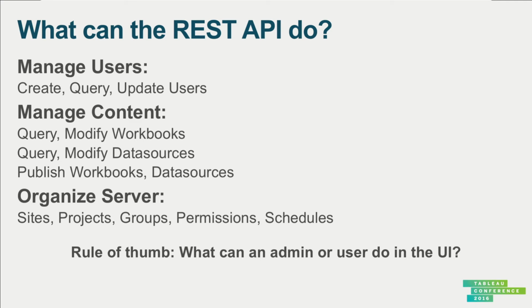This isn't a 100% foolproof rule of thumb. There are some things that an admin can do in the UI that the REST API can't do, and then there's maybe a couple of things that the REST API can do that an admin can't really do. And I should specify that the REST API is not only for admins. If I log in as an individual user with the REST API, that'll work, but I'll only be able to do things that I could do as that user. If I query the workbooks, I'll only get information about the workbooks I have access to. If I query the users, I'll only get one back.